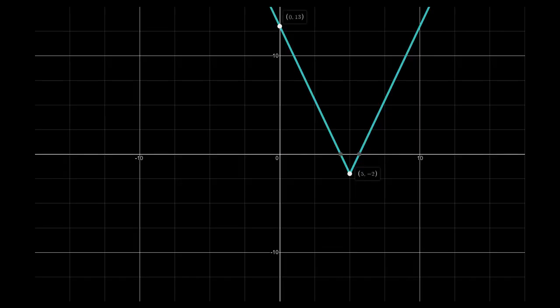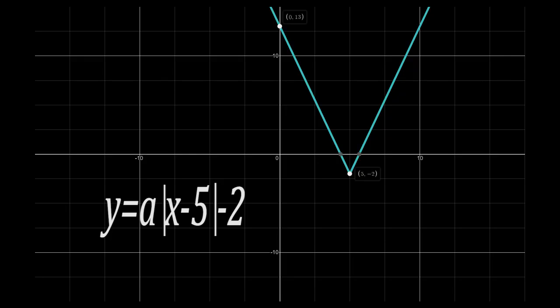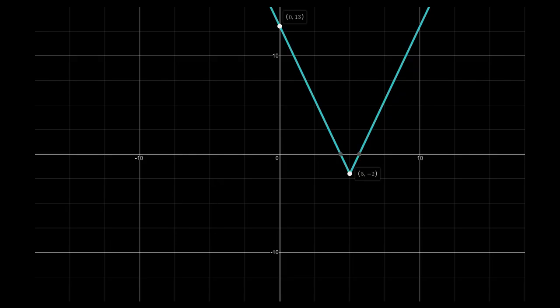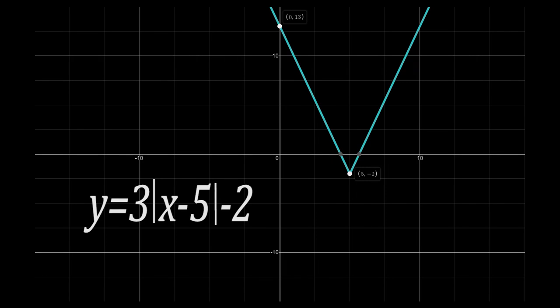Lastly, let's do an absolute value graph. The vertex is at (5, −2). Plug that into the equation. Let's use point (0, 13) to solve for a. You should have gotten 3 for the a value. So your final equation should come out to y = 3|x − 5| − 2.